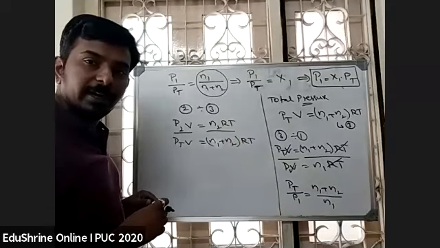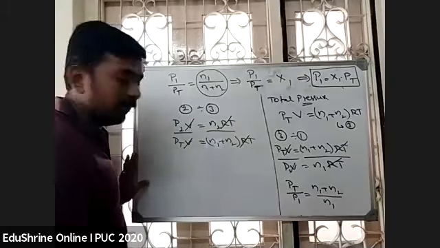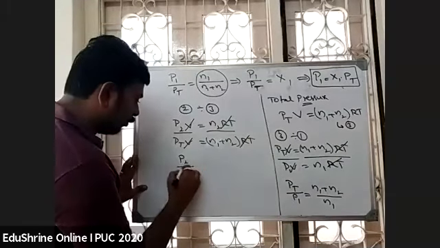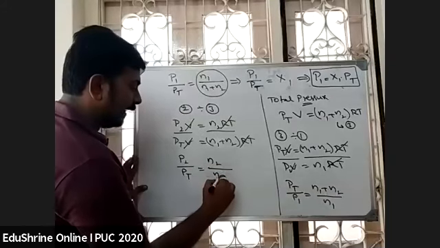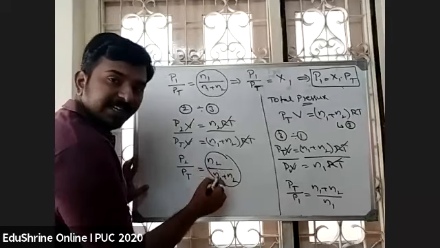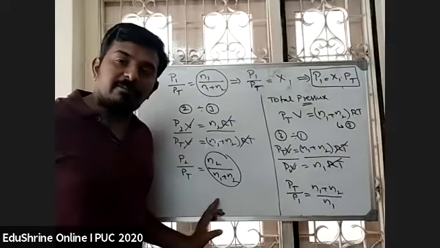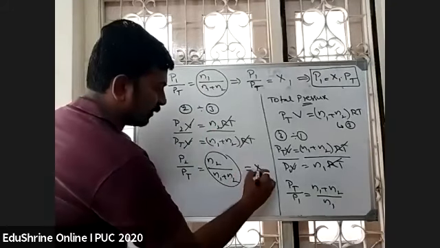2, if I divide it with 3, V and V get cancelled out, RT gets cancelled out. So you will get P2 by PT is equal to N2 by N1 plus N2. So again, number of moles of the second gas by total number of moles will be equal to the mole fraction of the second gas, right? So which is equal to X2.